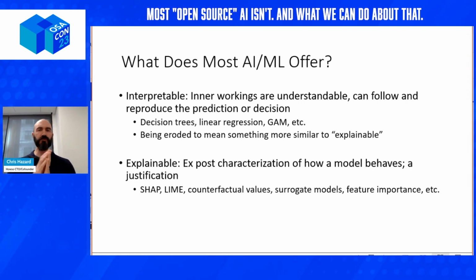Now, what does AI and machine learning really offer? Historically, there have been two main terms of art in the domain talking about what you can understand in there. Historically, interpretable meant you could see the inner workings of the algorithm. You could follow and reproduce the prediction or the decision or the output. Decision trees, I can follow that, right? Or linear regression, I can reproduce that. GAMs.